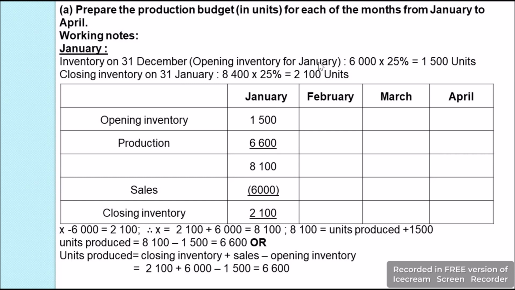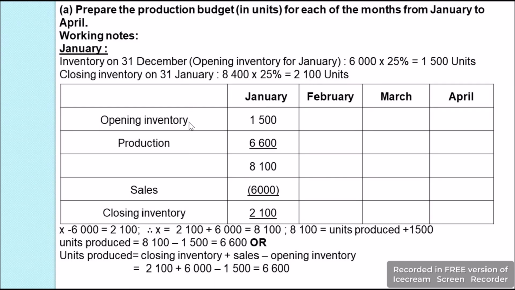It was mentioned the closing inventory for every month will be 25% of the sales of the next month. So the sales of January, which was given as 6,000, 25% of that will be the closing inventory for the month of December, and the same will be the opening inventory for the month of January. So 6,000 times 25% is 1,500 units. And the closing inventory for the month of January will be 25% of the sales of Feb, which is 8,400 times 25%, and that will be 2,100 units.